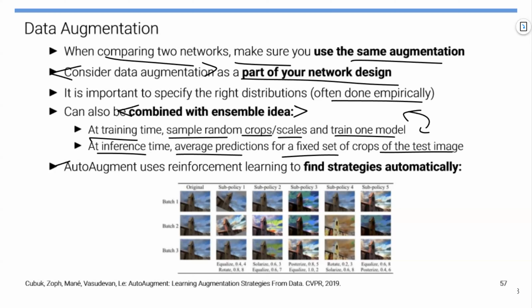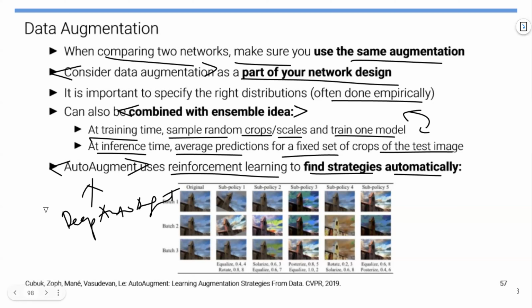And there is a technique that is called auto-augment. This uses reinforcement learning to find strategies automatically. It finds what combinations would improve the generalization the most. And nowadays we have deep auto augment, which is an improved version of auto augment. And these techniques try to find the best combination of data augmentation for maximizing the performance.